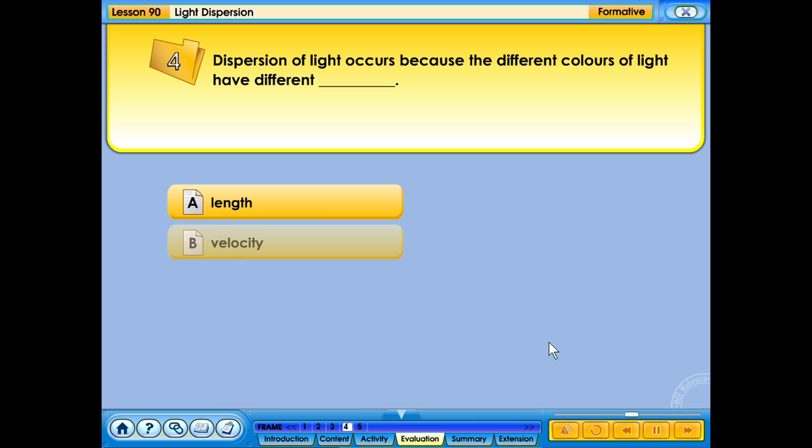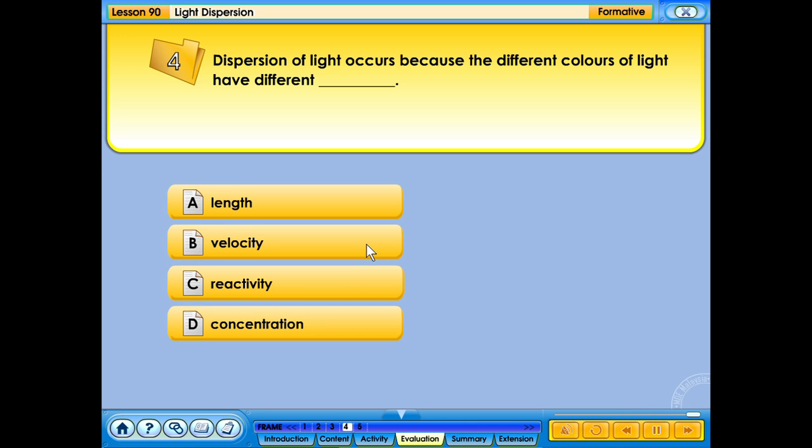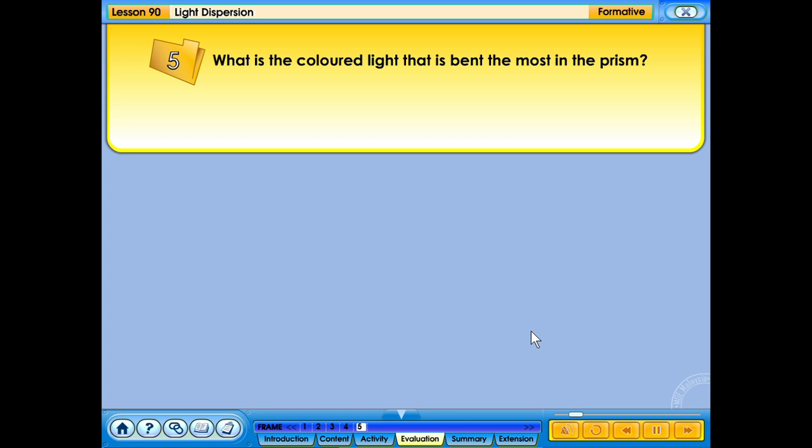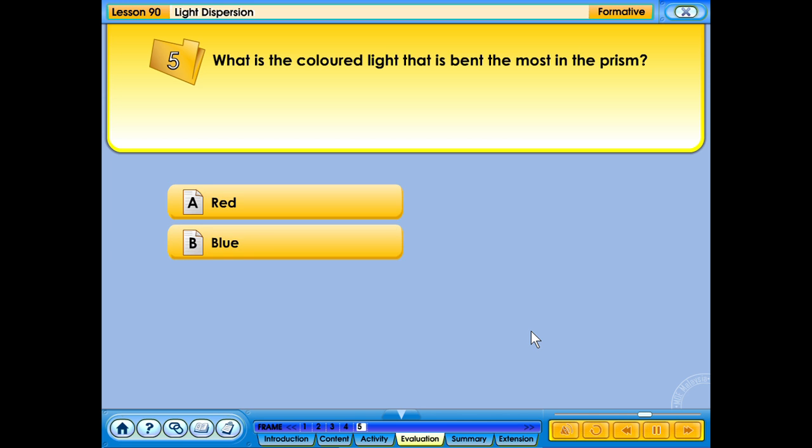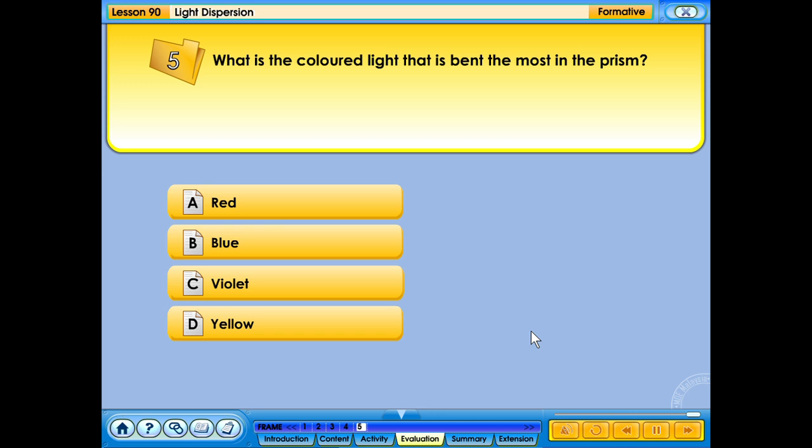Length, B. Velocity, C. Reactivity, D. Concentration. Your answer is correct. What is the colored light that is bent the most in the prism? A. Red, B. Blue, C. Violet, D. Yellow. Your answer is correct.